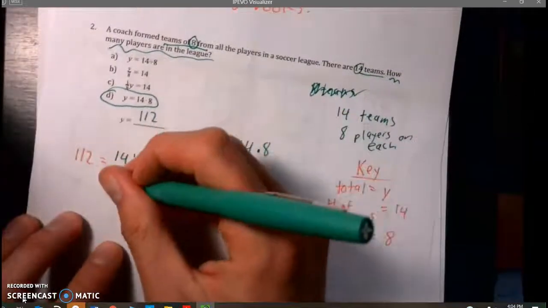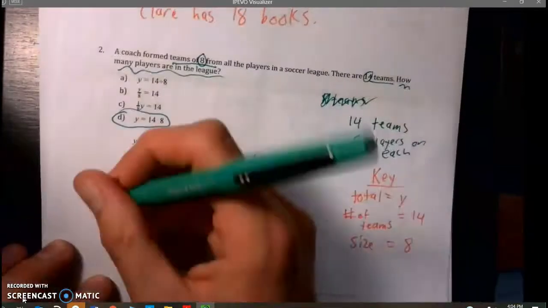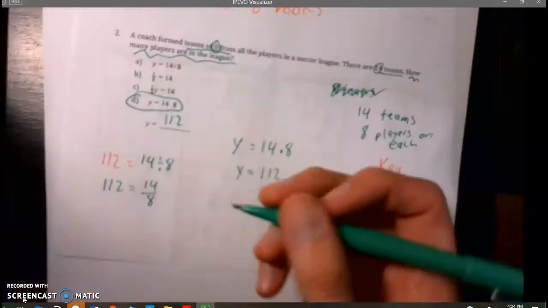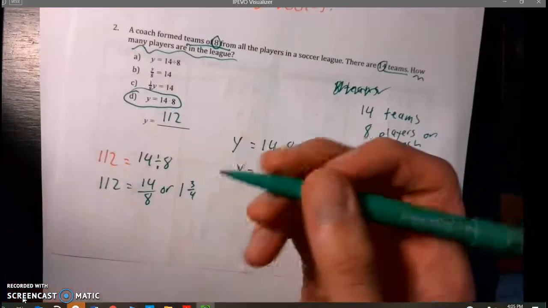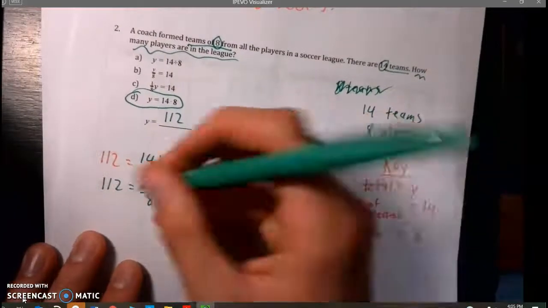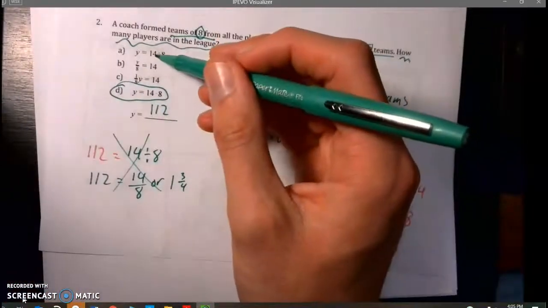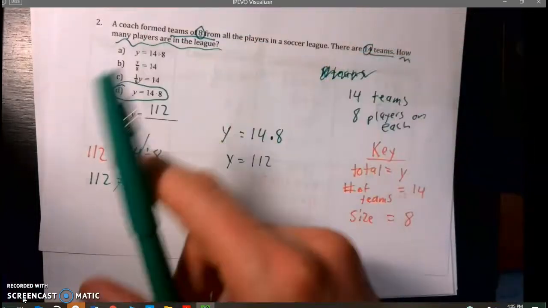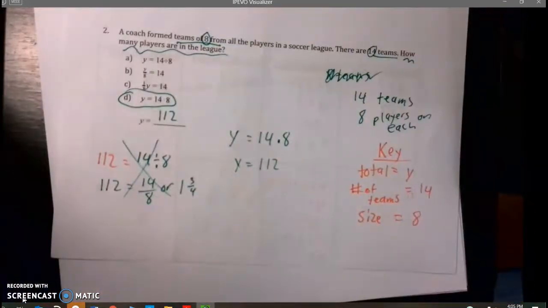Can't even do that equally. So 14 over 8 is the same thing as 1 3/4. So definitely not even remotely close to 112. So A, that's off. So once again, that's taking the 14 teams and dividing those 14 teams by 8. It just doesn't even make sense in this circumstance.